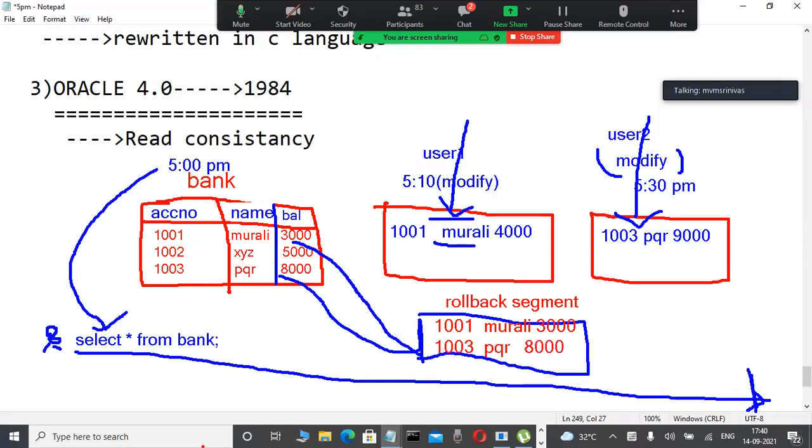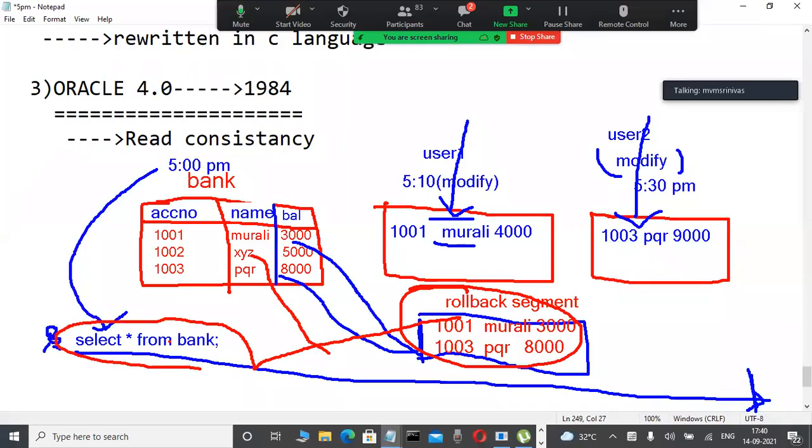That's why whenever we type SELECT * FROM bank, the data that is not yet modified is retrieved. But during the process they are modifying also. This old data is retrieved not from these tables, but from the rollback segment. That's why correct, accurate data is possible. That is called read consistency. Even if a number of users are modifying the data, the data as of the starting time is what is visible, because that is the accurate, correct data.